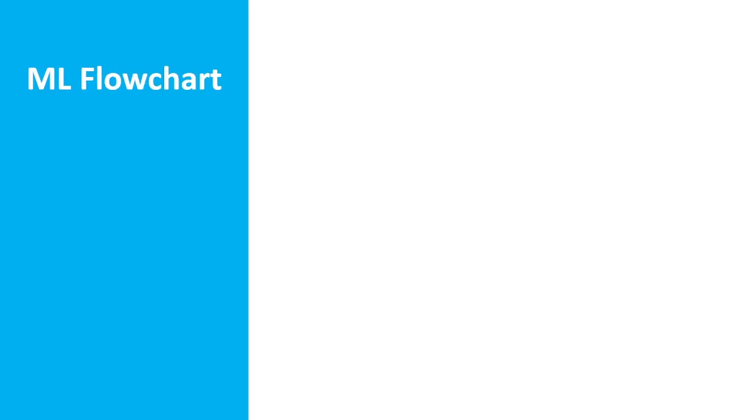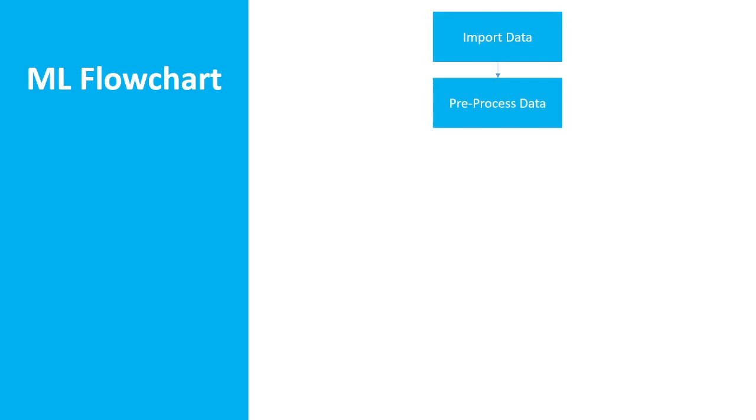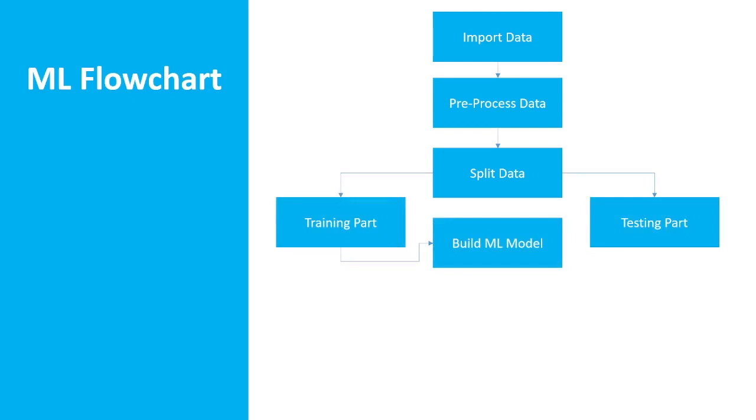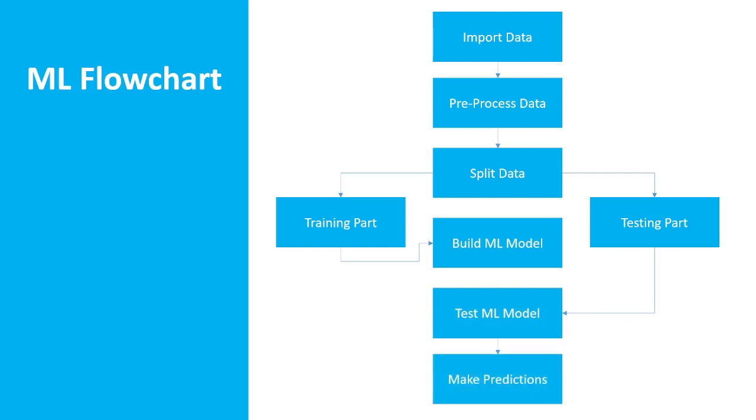So in order to build a machine learning model, we need to have some kind of theoretical understanding of the whole flowchart. Within this flowchart, first of all, we need to import the data. Then we need to do some pre-processing of the data. We need to split the data into a training part and a testing part. Now we are going to use the training part to build our machine learning models. We are going to use the testing part to test the machine learning model. Then finally, we are going to do some analysis of it and make predictions.